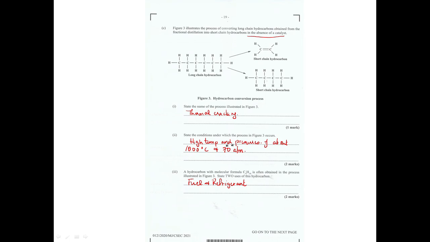So all that was used was a high temperature and a high pressure of about 1,000 degrees Celsius and 70 atmospheres. Now, a hydrocarbon with molecular formula C4H10 is often obtained in the process, as can be seen here. So state two uses of this hydrocarbon. It can be used as fuel and as a refrigerant.